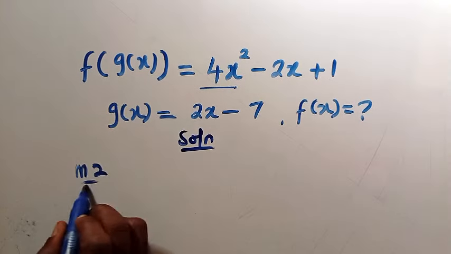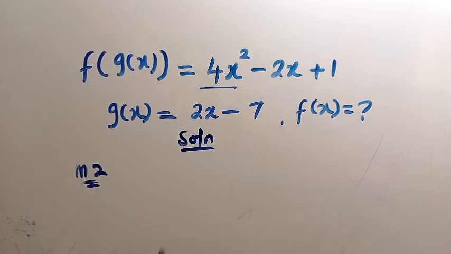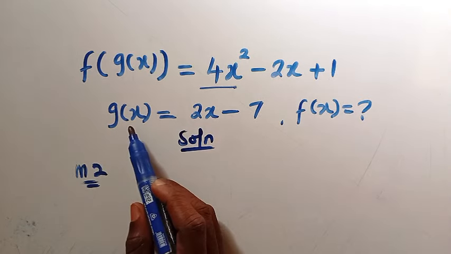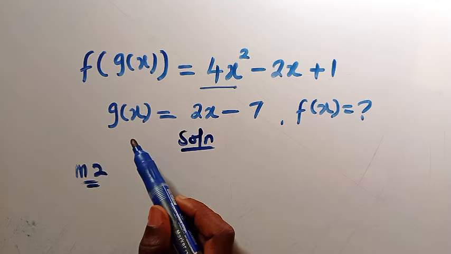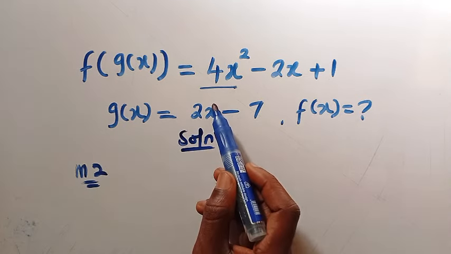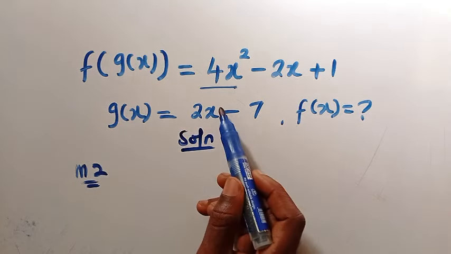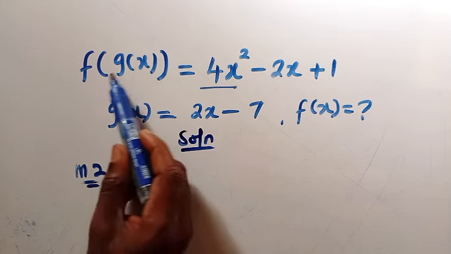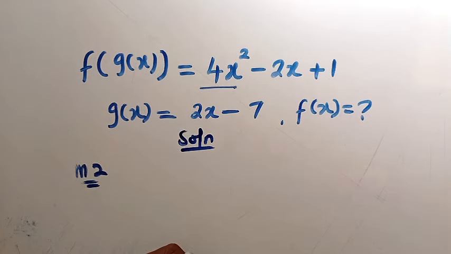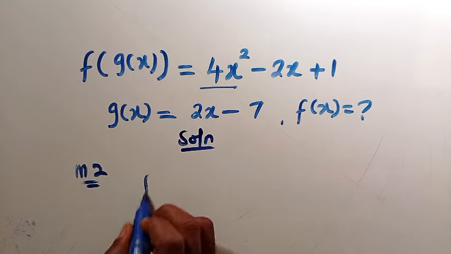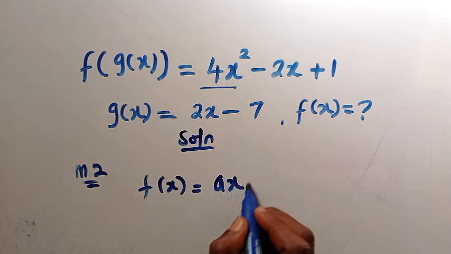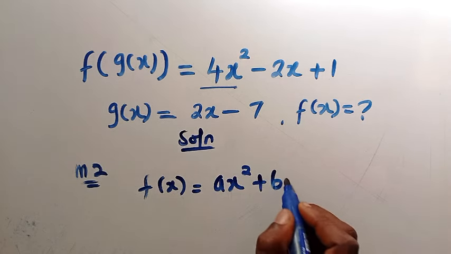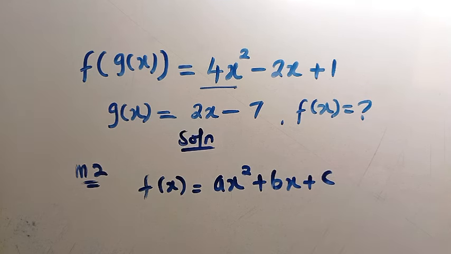Method 2. From here, if I try to look for a pattern, recognizing the shift of this polynomial, we have g of x equals 2x minus 7. This is linear, and its composite will be a quadratic. So we now assume that f of x is a quadratic, ax squared plus bx plus c.